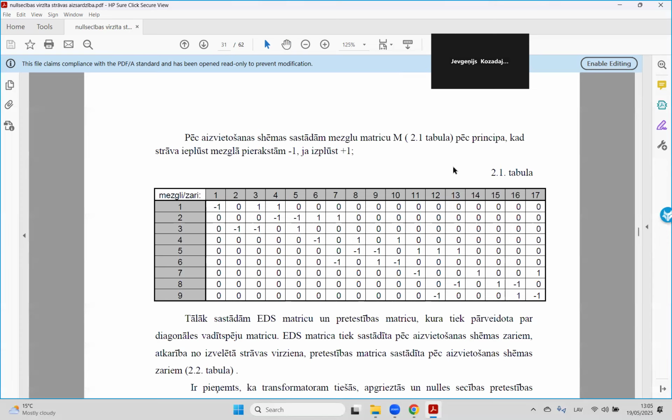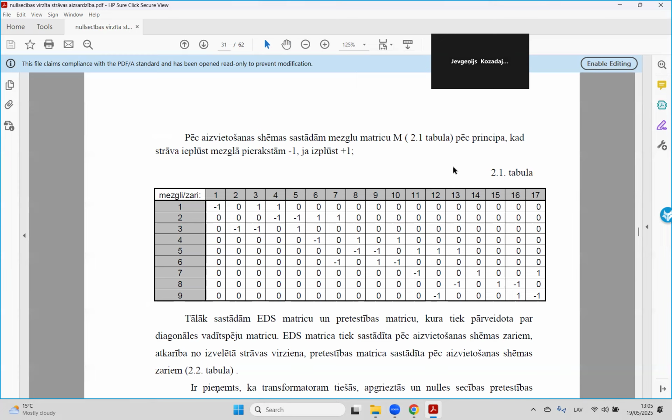Okay, this is in Latvian, but I'll prepare this in English, especially for you. What do we have here? Here we have nodes, and here we have branches: node number 9 and branch 7. How do we fill this matrix?